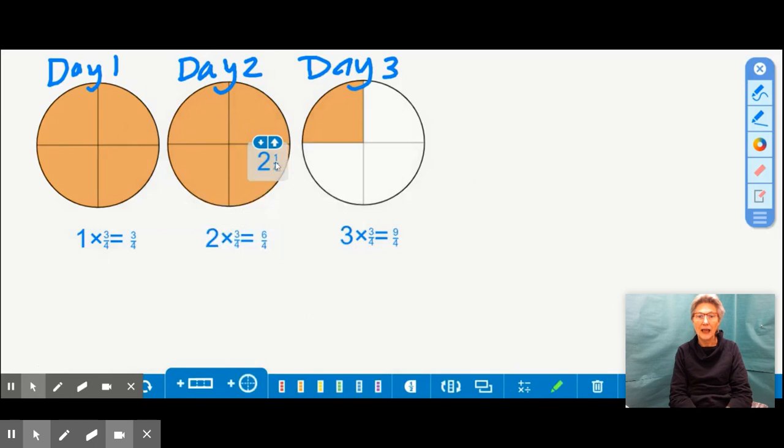So I could say that Raphael practiced his violin for 9/4 hours or 2 and 1/4 hours. Both of those are equivalent. I have it here in mixed number form, and 9/4 is written as a fraction greater than 1.